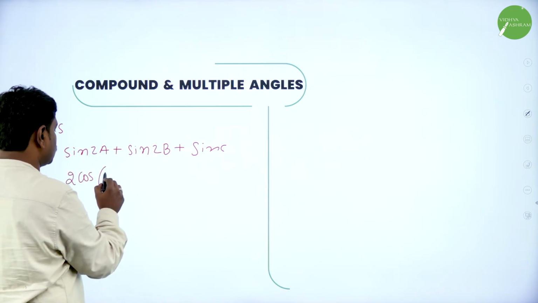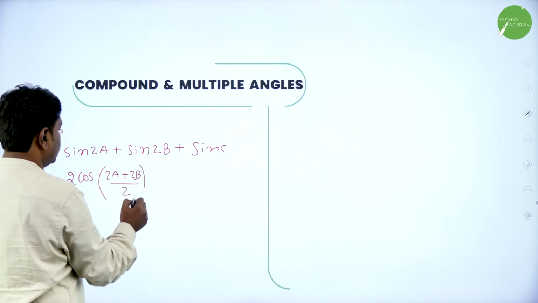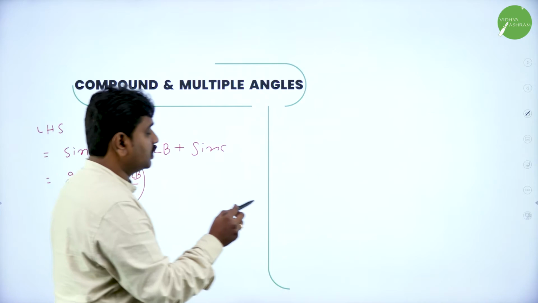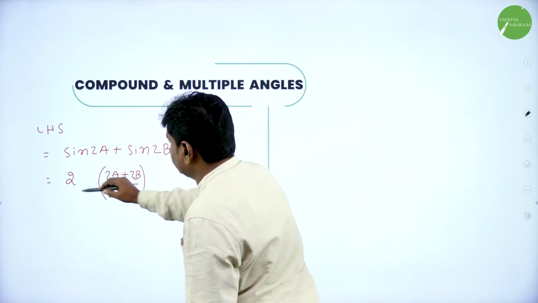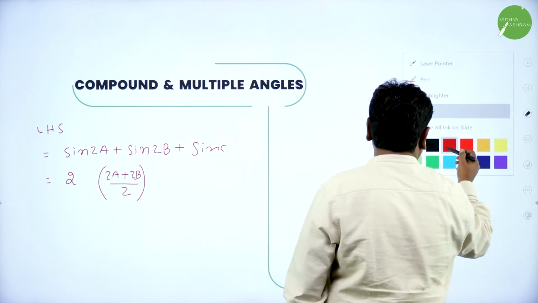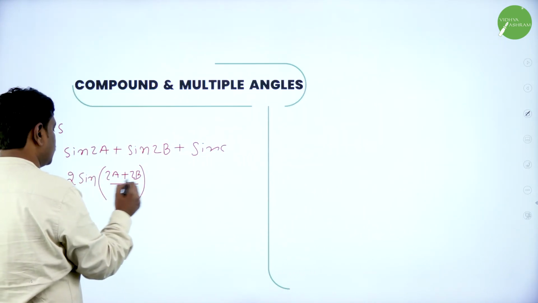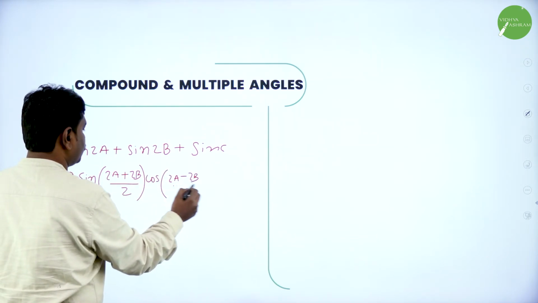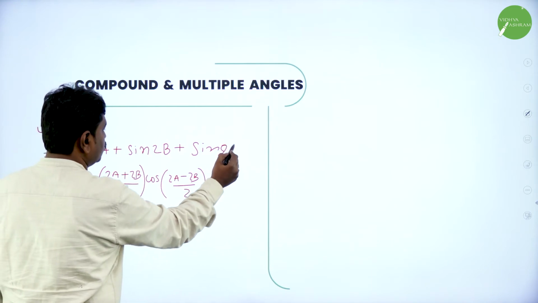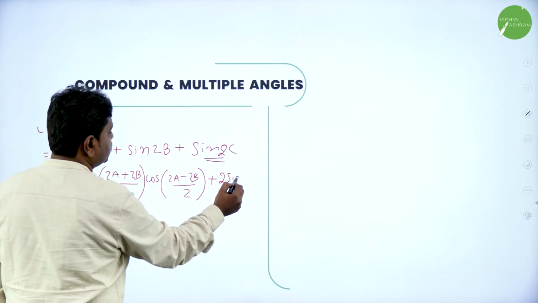So applying it with the plus sign, we will get 2 sin of (2a plus 2b) by 2 into cos of (2a minus 2b) by 2, plus sin 2c. Sin 2c, I will use multiple angles. Sin 2c can be written as 2 sin c cos c.